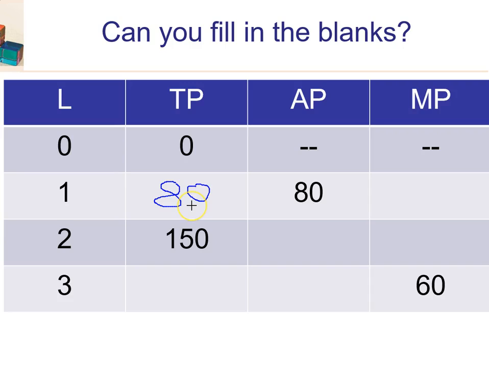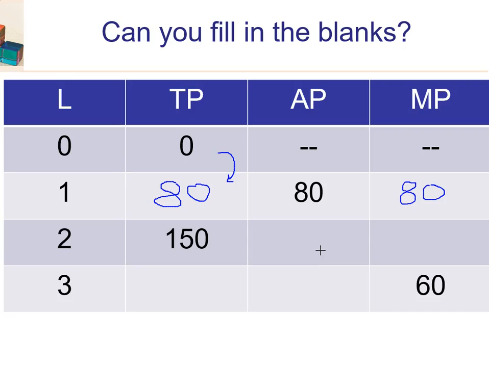And if you have a total output of 80, what's the marginal product of your first worker? Well, how did output change? It went up by 80. From here to here, that's an increase of 80. So there's your marginal productivity of the first worker. Okay, pause it now if you haven't paused it yet, and fill in these two blanks.